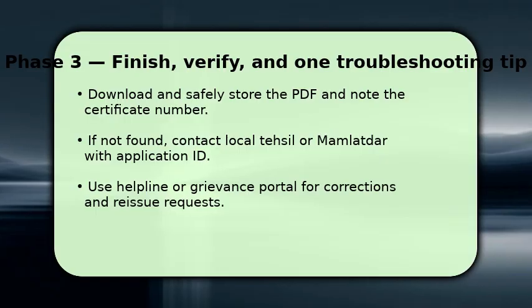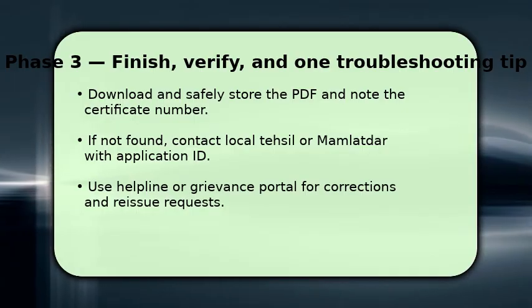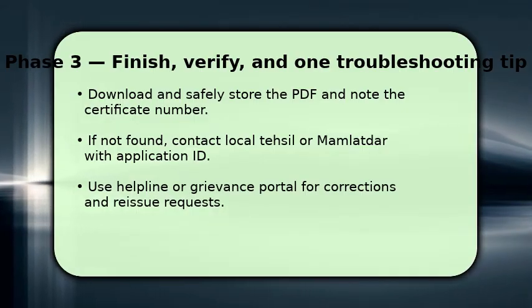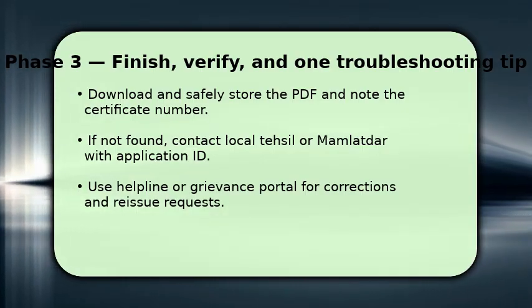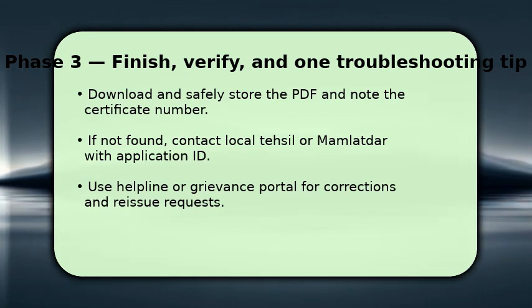If the number is missing or document is blank, first rerun the search using Aadhaar or application ID, then clear browser cache and try another device. If problems persist, contact the local Tehsil or Mamlatdar office with your application ID, or submit a grievance on the portal. This usually resolves discrepancies within a few working days.